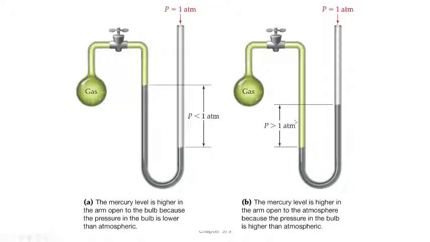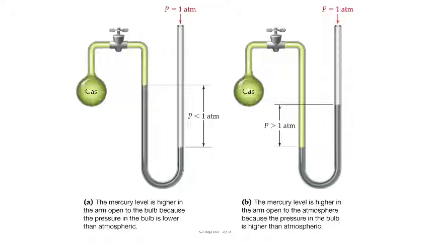So the distance between the two levels of mercury can give us, in millimeters of mercury, what the pressure difference is between the atmospheric pressure and the pressure within that bulb. If we have an accurate measure of our atmospheric pressure, we can do a subtraction: the atmospheric pressure minus the pressure in the bulb gives that millimeters of mercury difference. We can do that simple math to determine what the pressure of the unknown gas is.